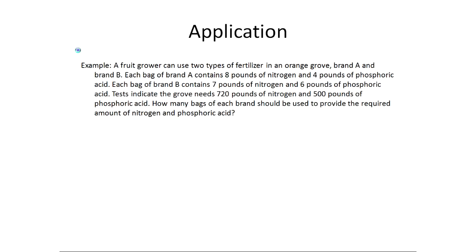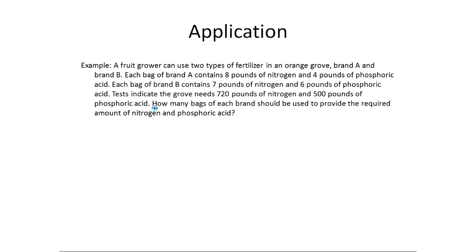Let's take a look at another one. And so in this one, we have a lot more information, it feels like, but let's take a look and I'll show you another key to doing this stuff. So we're told a fruit grower, I guess you could call that a farmer, uses 2 types of fertilizer in an orange grove. So we have brand A, brand B. Notice what we're told. I'm kind of scanning. We're told the amount of nitrogen and phosphoric acid in each type. And then finally, we're told that the grove needs a certain amount of nitrogen, a certain amount of phosphoric acid. How many bags of each brand should be used to satisfy that?